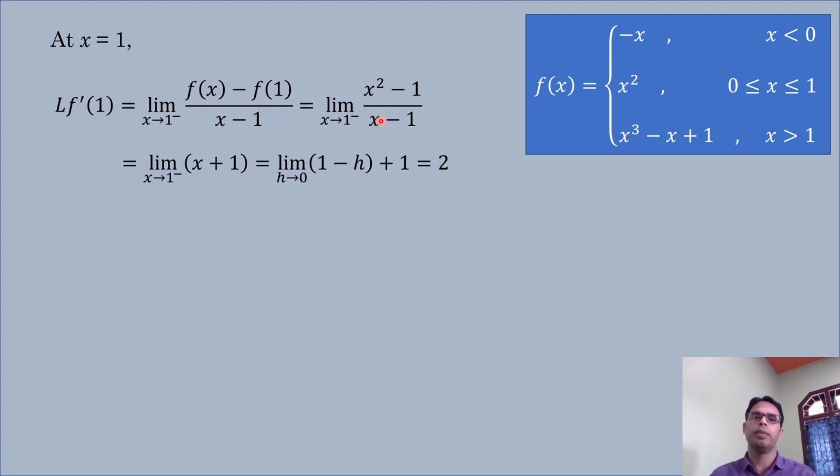So x minus 1 will be cancelled out, x plus 1 will remain. You got my point? This is actually x plus 1 into x minus 1. So x minus 1 is cancelled, x plus 1 is remaining. Then make it h tends to 0.